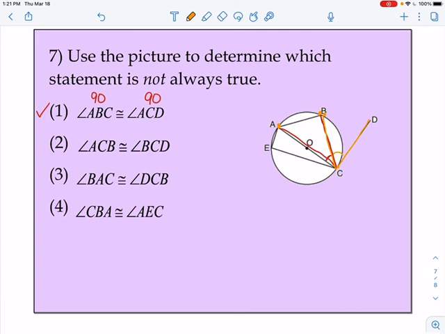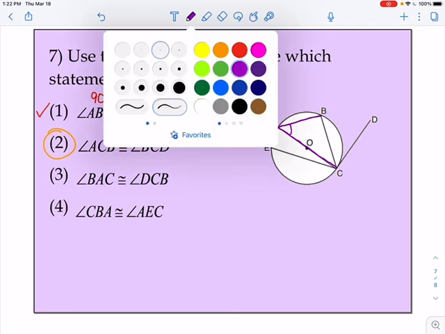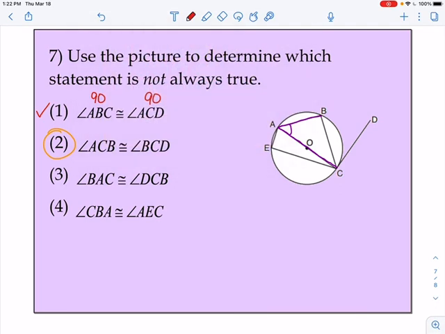So right now, I'm thinking that that's going to be my choice because I can't say anything special about those angles. Nothing's perpendicular there. There's nothing special that I can say. But let's look at the other choices and just make sure that nothing else is happening with the rest of them. So for choice 3, I have angle BAC. So BAC is this angle right here. And then DCB, again, I'll change my color here. DCB is this angle here.